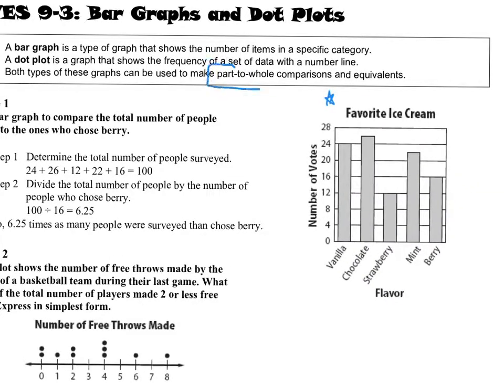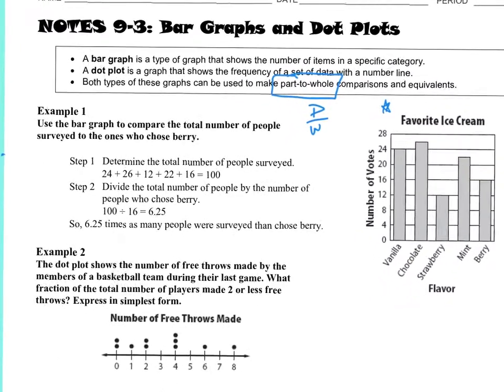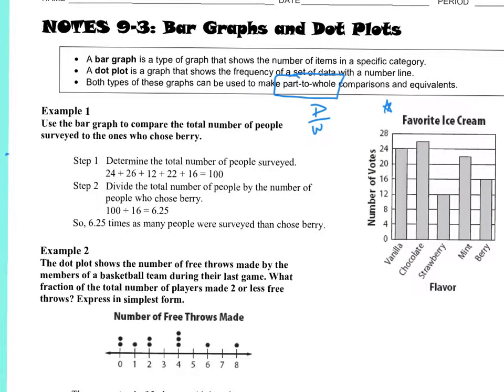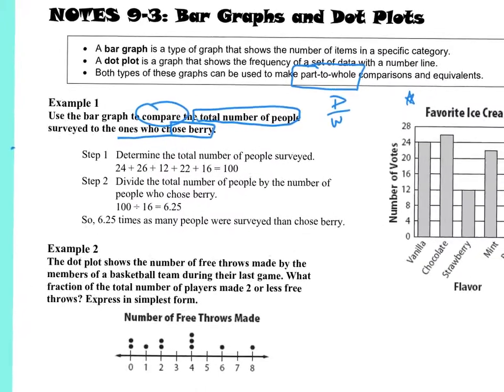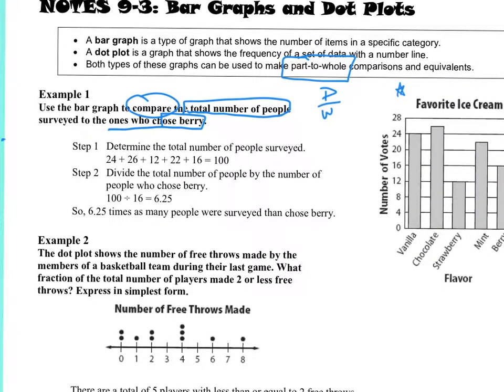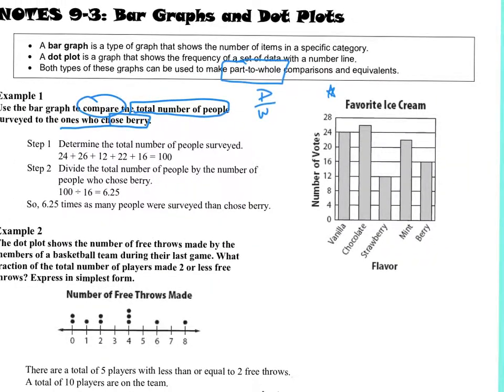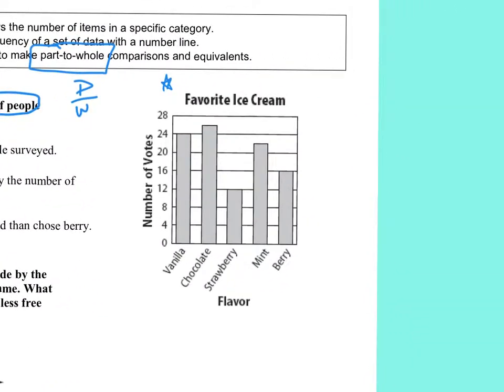So that means we're going to be making a ratio. We're going to be making a fraction. Example 1. Use the bar graph to compare the total number of people surveyed to the ones who chose Barry. So if it says compare, you're going to be making a ratio. You're going to be doing part to whole, but you're going to also be dividing it because you want one number. So the first step is we need to find the total amount of people surveyed.